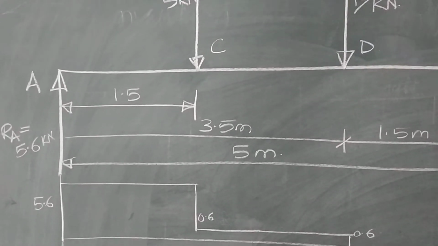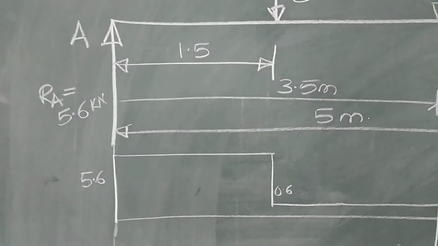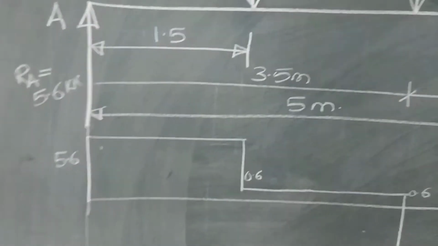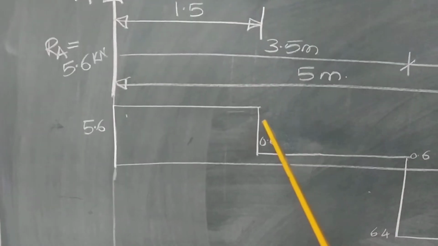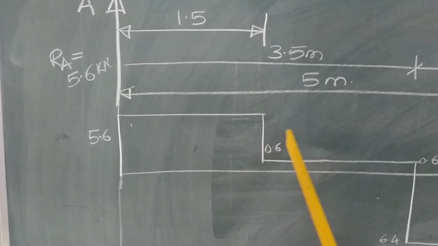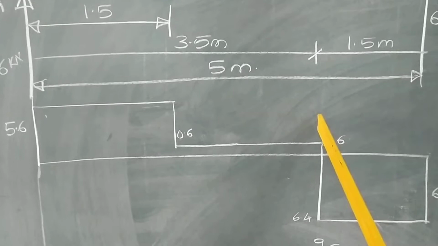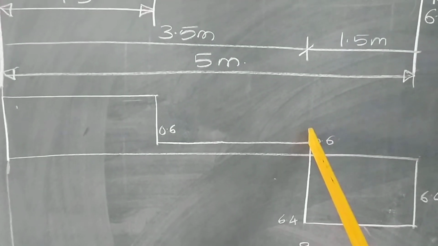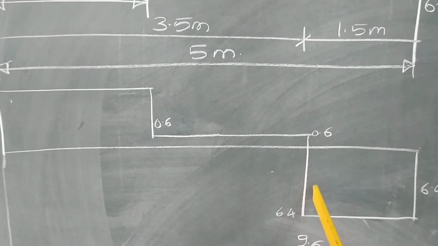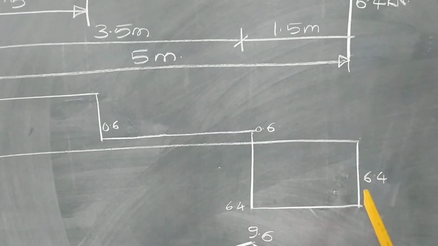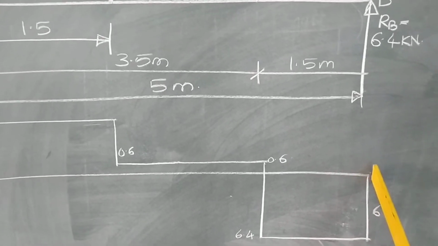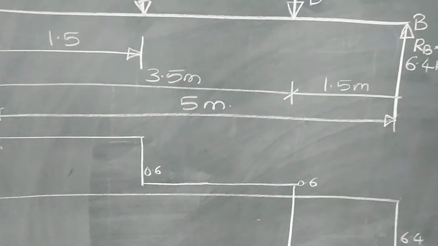Let us once again recall how we have drawn the shear force diagram. 5.6, a straight line up to force 5 kilonewton. At 5 kilonewton, vertical line, 5.6 minus 5 is 0.6. 0.6 to point D, horizontal straight line. At 0.6, 7 kilonewton downward, that means 6.4, and from 6.4 to point B, horizontal straight line, then 6.4 minus 6.4 is 0.